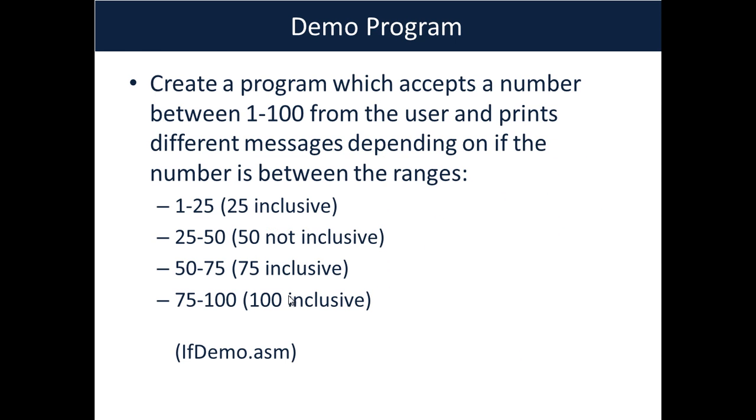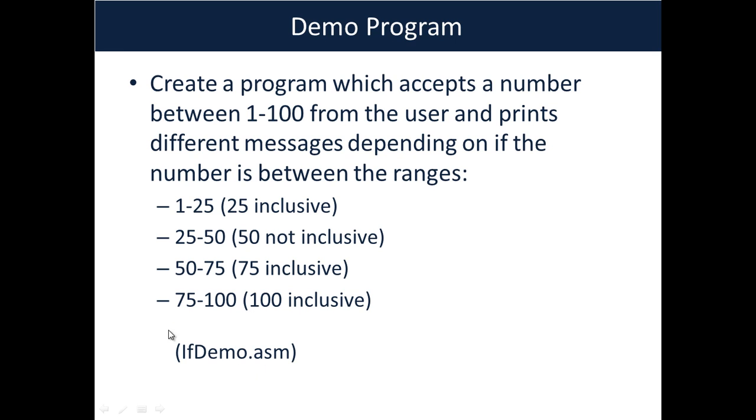Now, everything will be clear with a simple example as in all videos. Let's take up one. We'll create a program which accepts a number between 1 to 100 from the user and prints different numbers based on in which range that number lies. Couple of constraints. 1 to 25 is one range, 25 inclusive. 25 to 50 the other range, 50 not inclusive. 50 to 75, 75 inclusive, and 75 to 100, 100 inclusive.